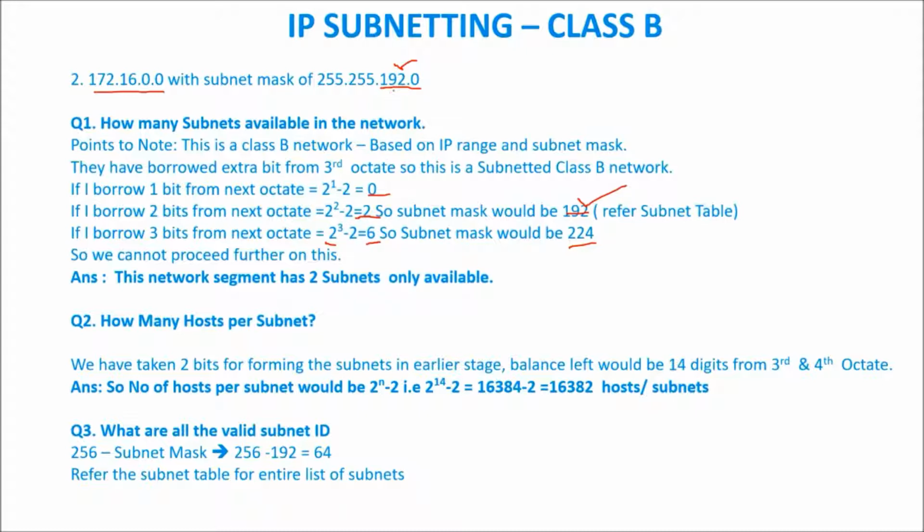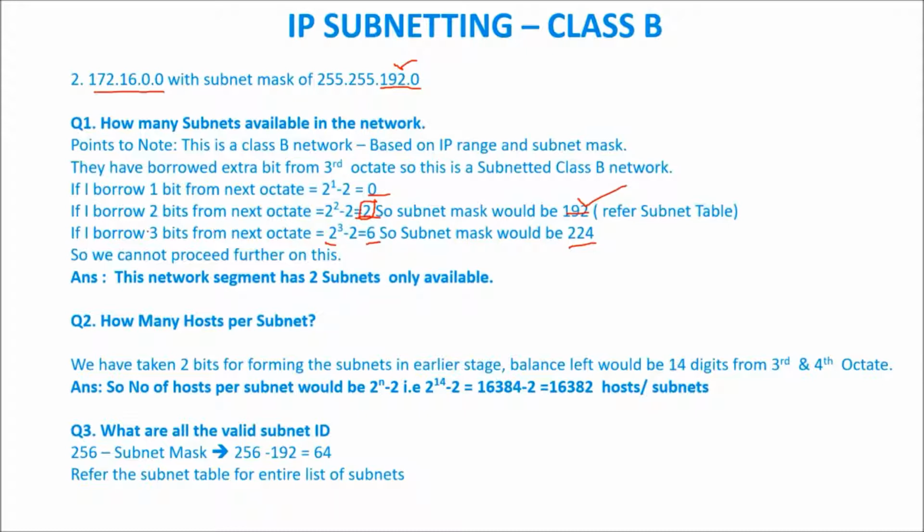So it is very clear. If I borrow 2 bits only, I'll get 192. Okay, reverse is also true. From 192, I can directly say you have borrowed 2 bits, or you do the calculation and find out, but you can borrow 2 bits and come to this conclusion. So now you can have two subnets within this range because you are borrowing 2 bits.